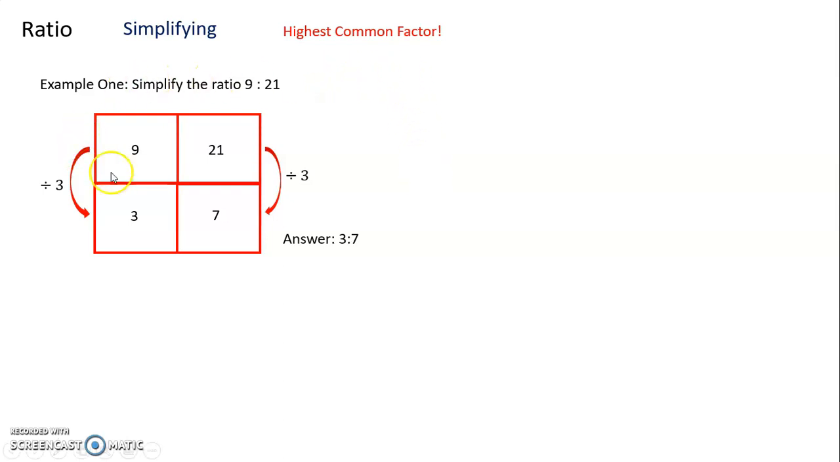Now, ideally, you want to be looking for the highest common factor, but if you don't spot what that is and you just divide by a factor, then it might mean you need to do this in 2 stages. So trying to find the highest common factor is going to be more efficient, but you can also simplify by dividing and dividing again.